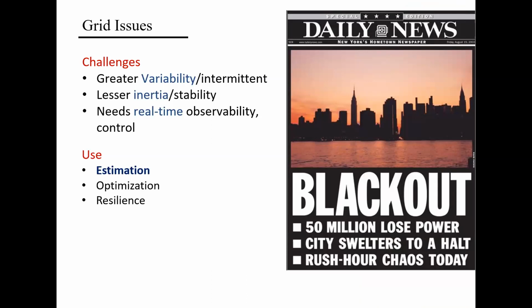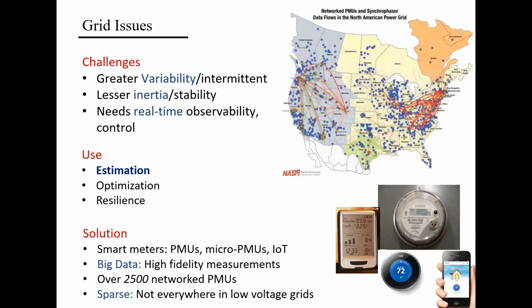Now, I did talk about the fact that you need better real-time observability, but is that even possible? What has happened, at least in the last 20 years, is there has been a steady increase in the way the grid has been monitored. There are more and more devices, including high-fidelity measurement devices, such as phase measurement units, on the large transmission grids. The map which I showed was from NASPI. This is a few years back, and now we would have around 3,000 networked PMUs in the large US transmission grid, and this has led to, in some ways, a lot of revolution in terms of the kind of detection schemes that have been designed.